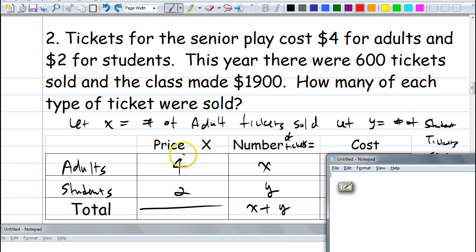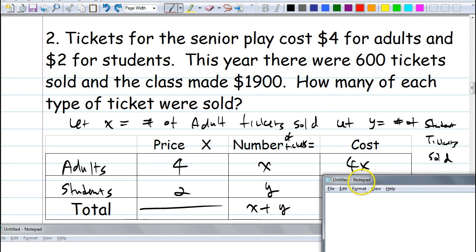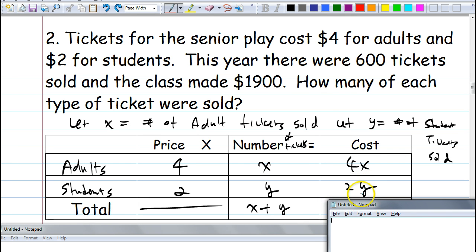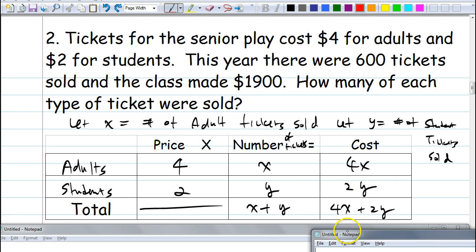What about for the cost? If each of the tickets for the adult costs $4, and there were x number of adults, how much do we earn from selling adult tickets? 4x, right? What about for students? 2y. So what is the total cost that we got from selling all these tickets? Well, we know it's 1900, but right now, in terms of the chart, let's just write down 4x plus 2y. Because we know that it equals 1900, that's going to give us our second equation. Because we're using two variables, we're going to need two equations. Does that make sense? So go ahead and write down those two equations and solve.